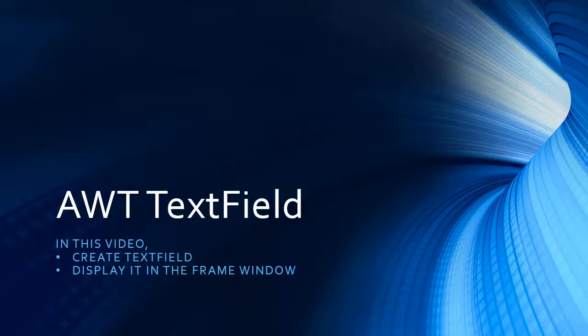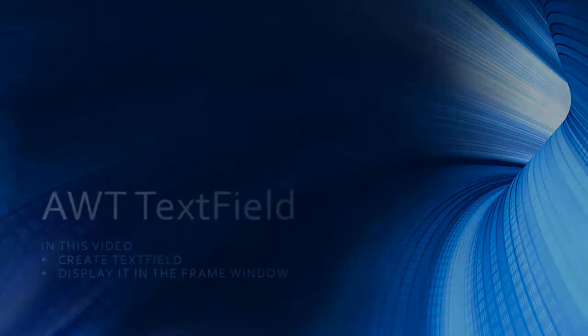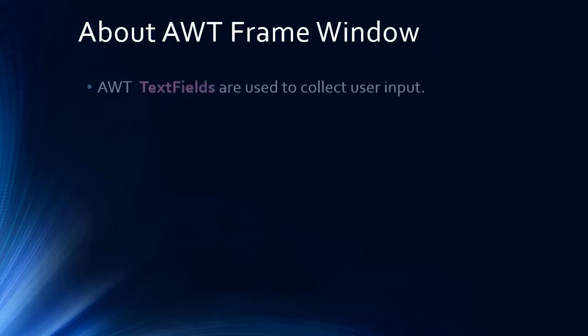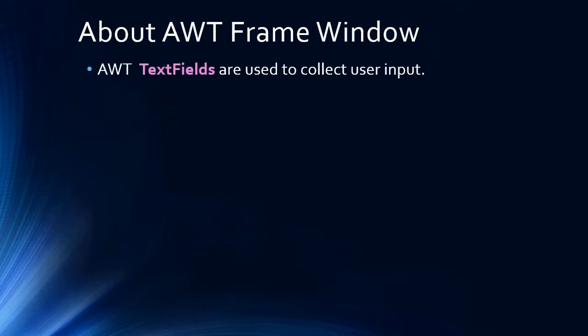Hello friends, in this video we are going to create an AWT text field, then we will display that in the frame window. The AWT text fields are used to collect user input. The inputs are usually a single line of text.